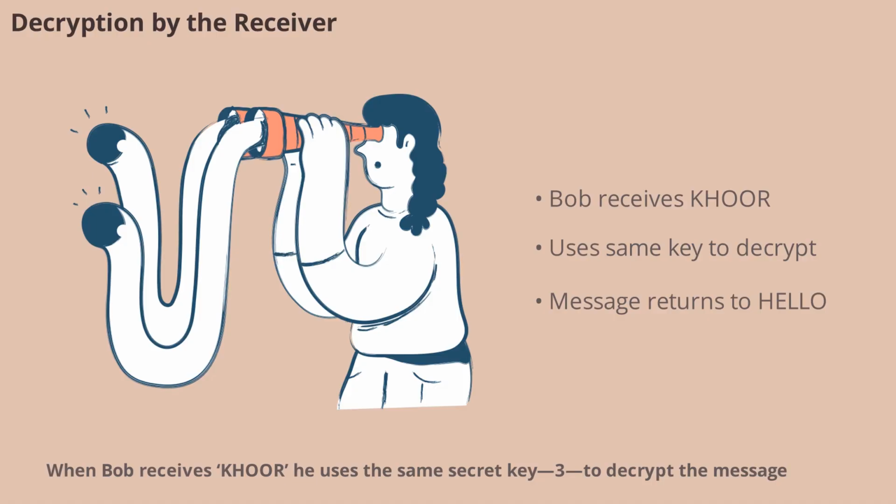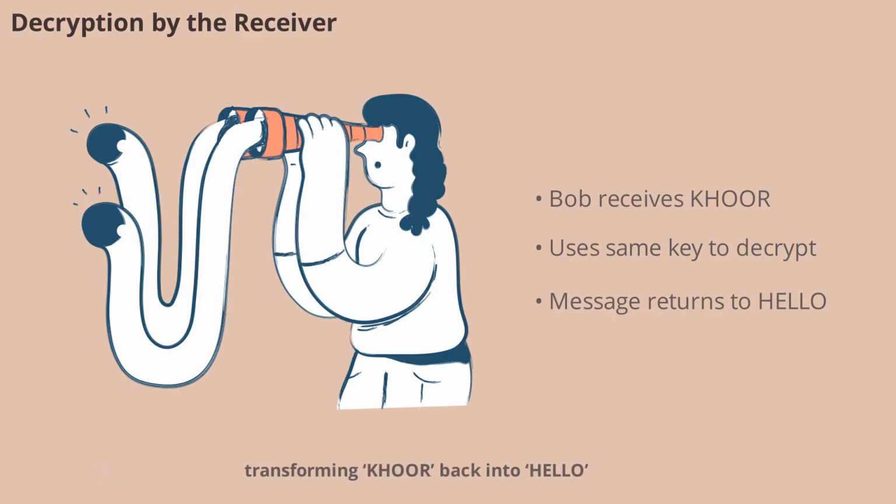When Bob receives KHOOR, he uses the same secret key 3 to decrypt the message. By reversing the encryption process, he shifts each letter back by 3 positions, transforming KHOOR back into hello. This seamless process allows both parties to communicate securely as long as the key remains secret. The symmetry of the process is what gives symmetric encryption its name.